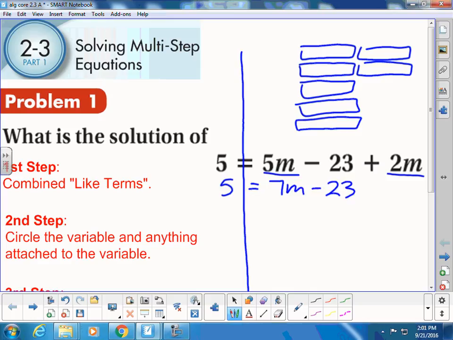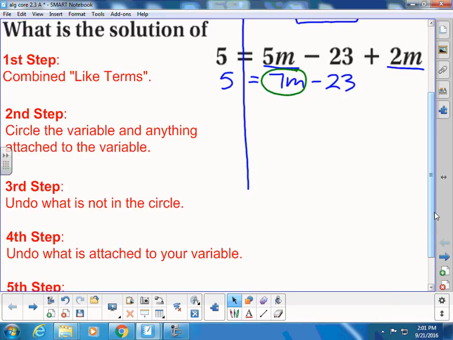Now it says step 2, circle the variable and anything attached to the variable. That 7 is attached to the variable, so I'm going to circle it. Then it says step 3, undo what's not in the circle. Well, that 23 isn't in the circle. How do I undo minus 23? I add 23. So I'm going to add 23.